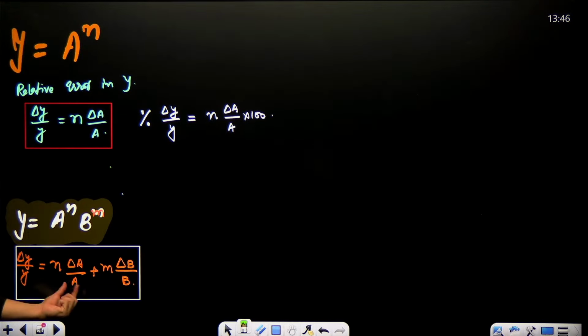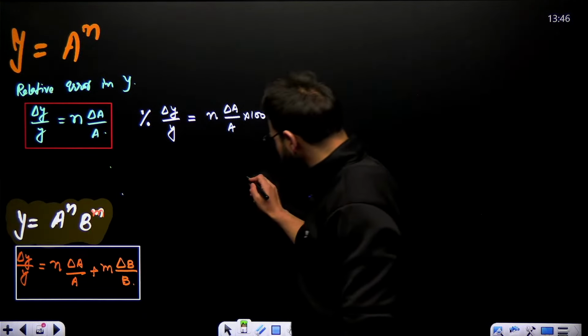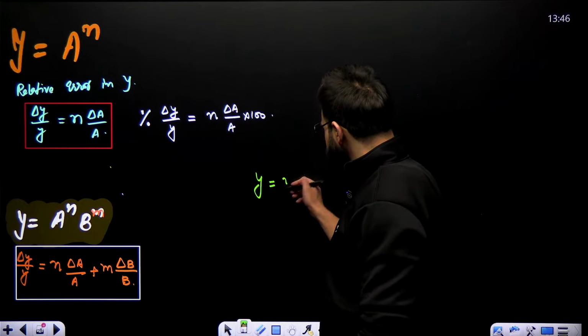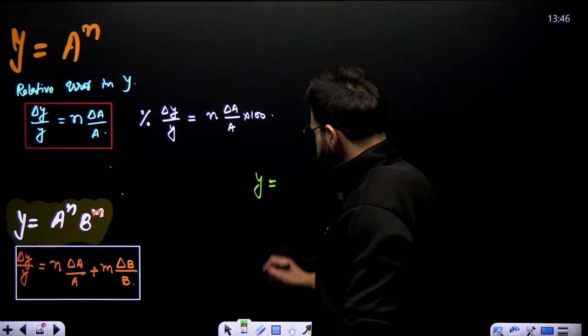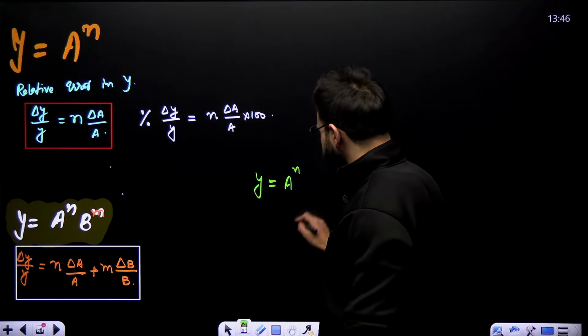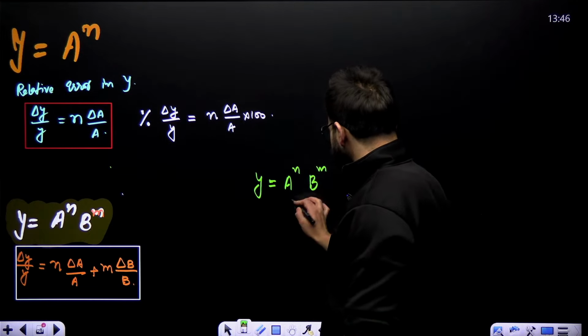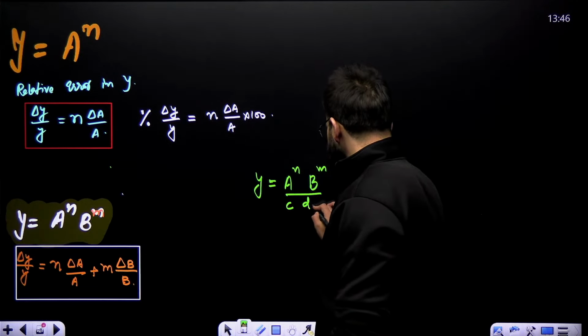N delta A by A, M delta B by B. Okay. Guys, here I'll show you one more type. Let's suppose it is A raised power n, B raised power m divided by C divided by D.